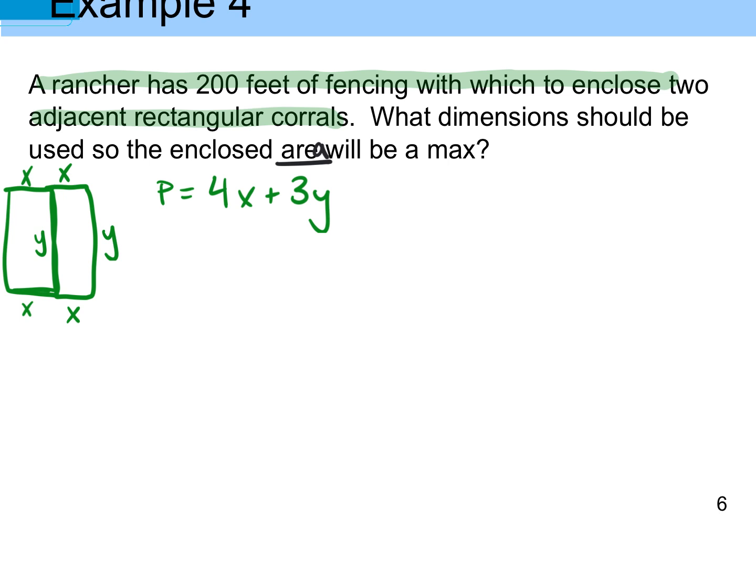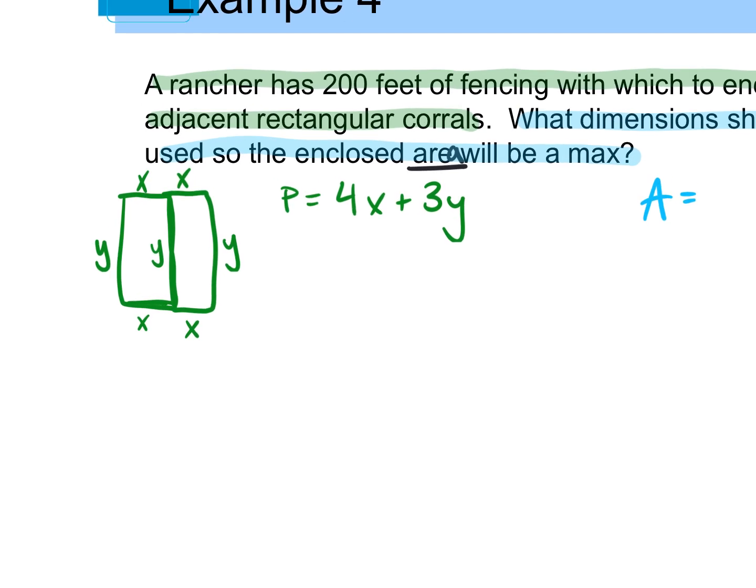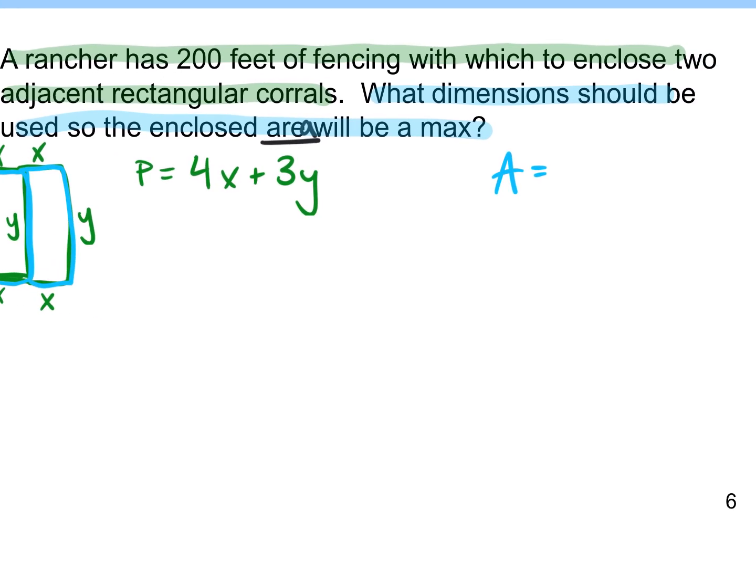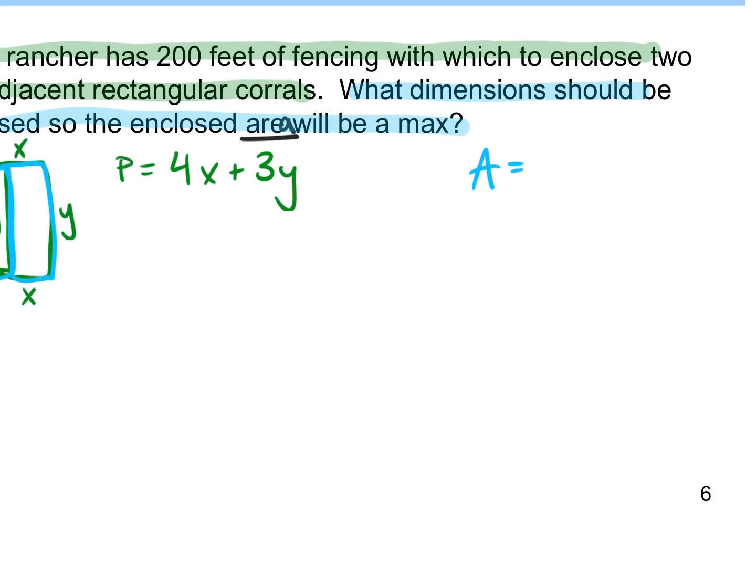Let's move on to the second part. What dimension should be used so that the enclosed area will be max? What am I looking for here? The area. So our area of just one of the rectangles would be what? X times y. So the length of the rectangle times y. And then we have another rectangle that's the same length and width. So it would be 2x times y. Or you call it x times y plus x times y.